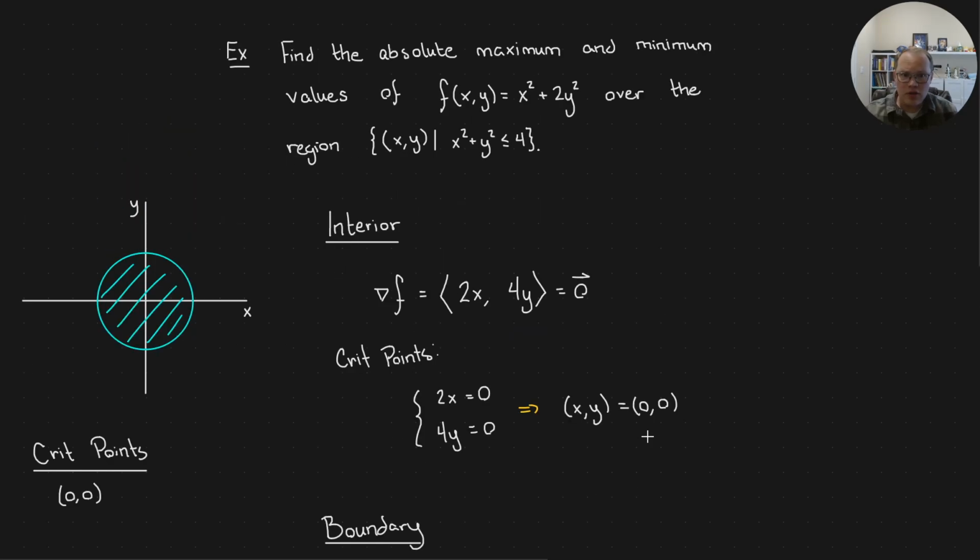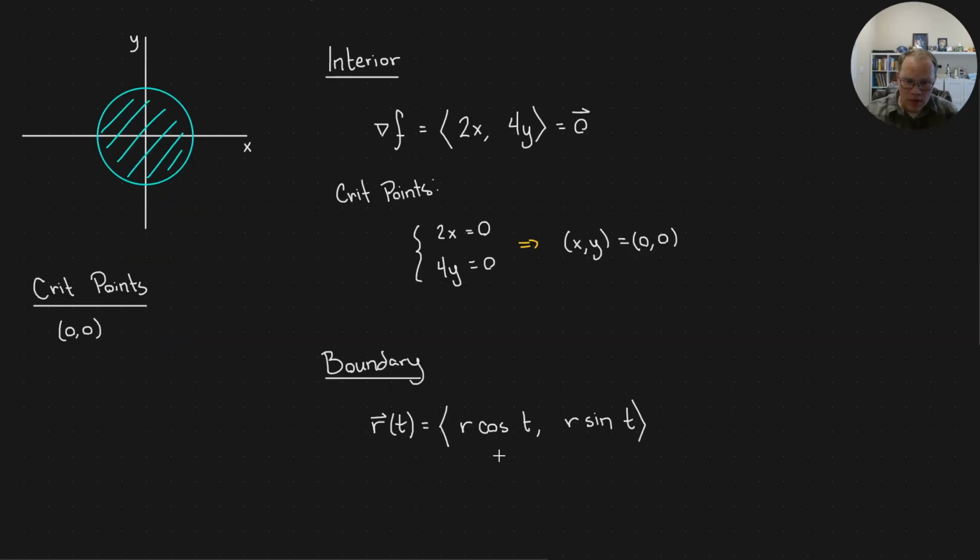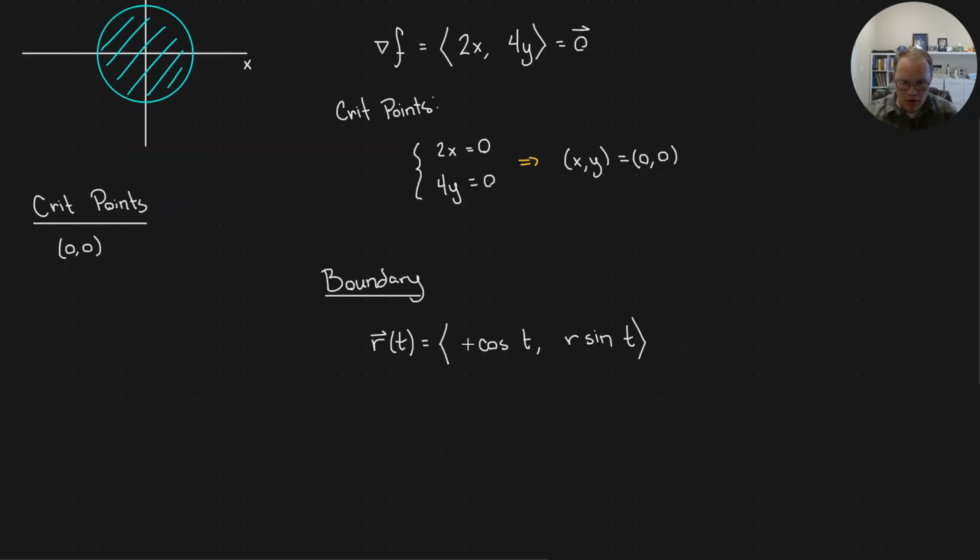This particular circle is a circle of radius 2, right? So my r will be radius 2. And if I want to go all the way around the circle, like I do in this case, then I want to make sure t goes from 0 to 2 pi. Right? And since it connects up nice and smooth, that's all we're going to have to do. We're just going to have to look at this boundary.